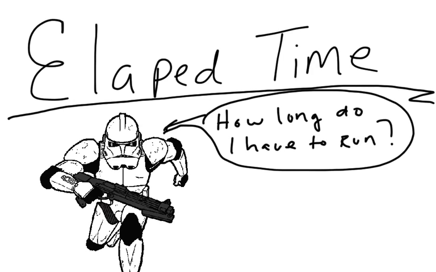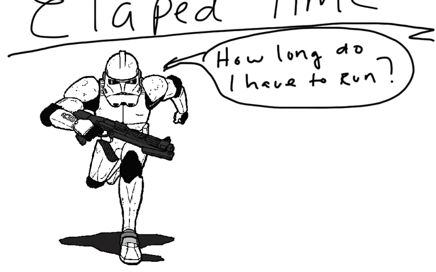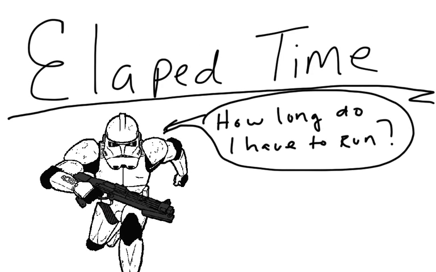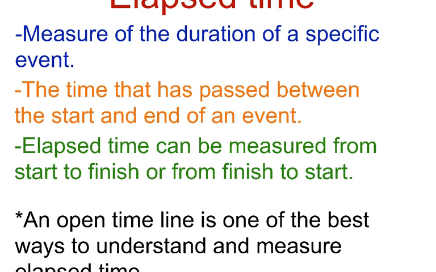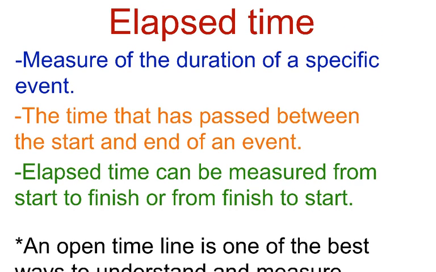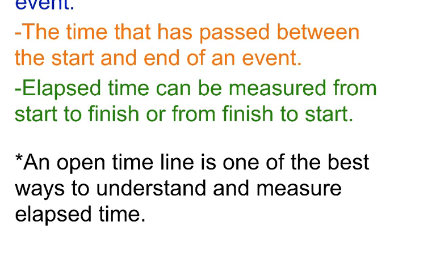And you can see I have one of my favorite Star Wars characters, a Stormtrooper, talking about how long do I have to run. So what is elapsed time? Well, elapsed time is the measure of the duration of a specific event. It can also be defined as the time that has passed between the start and the end of an event. And elapsed time can be measured from start to finish or from finish to start. And an open timeline is one of the best ways to understand and to measure elapsed time.